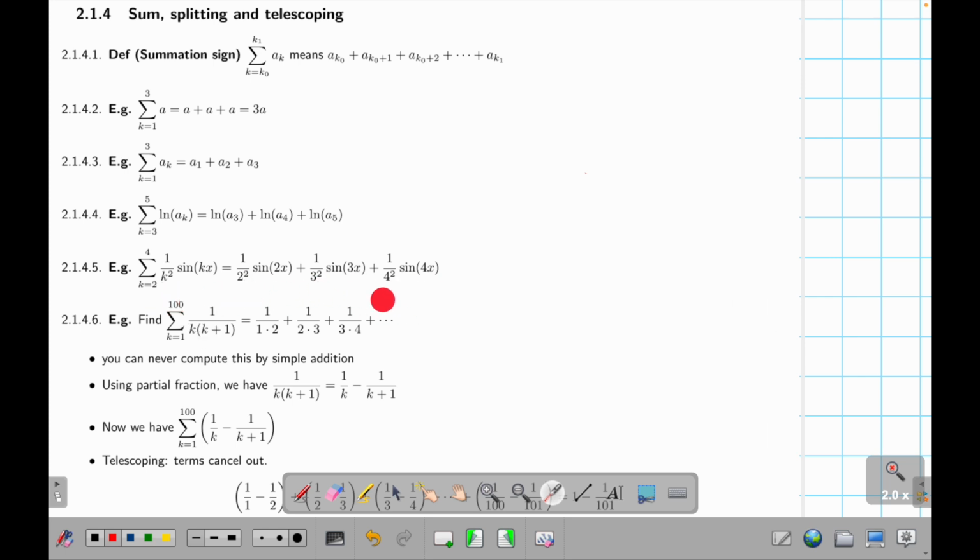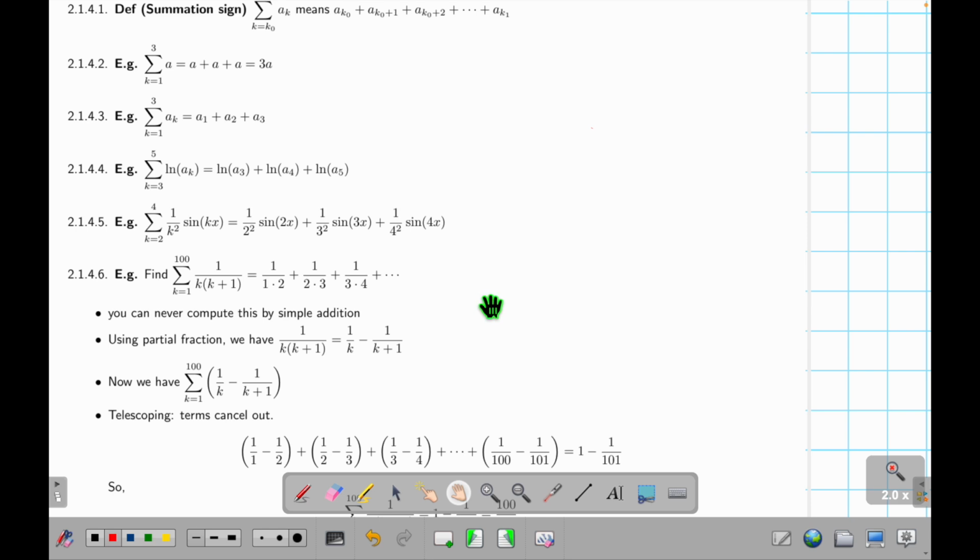And you have something that looks like this, then you keep working on this. And this is like the one you see in the lab, okay? And you can also have this. So k plus 1 as the denominator, add from 1 to 100. So you have this plus this plus this plus this up to 100. You can never compute this by simple addition. You can try to add 100 of them, but it will take you maybe a whole day.